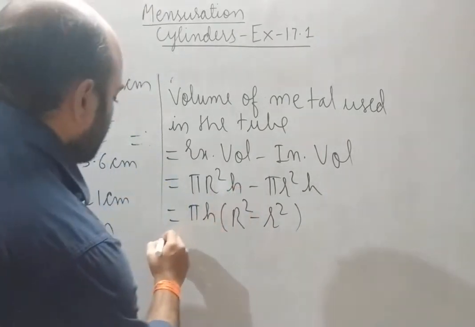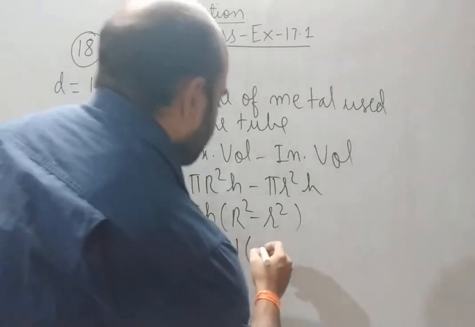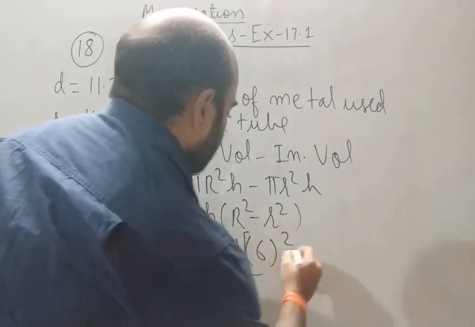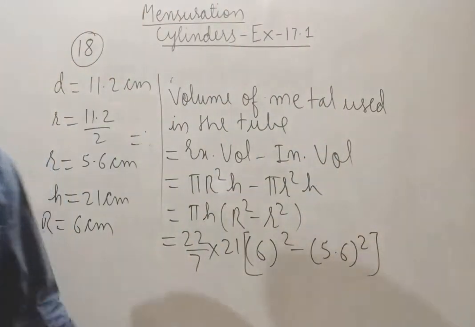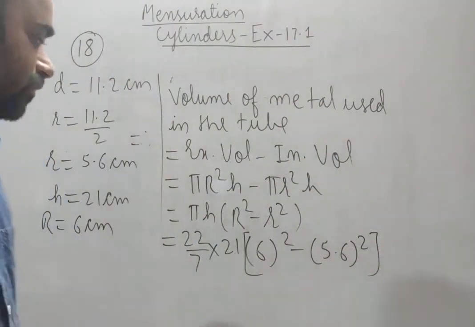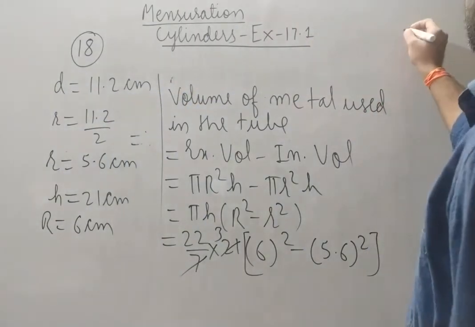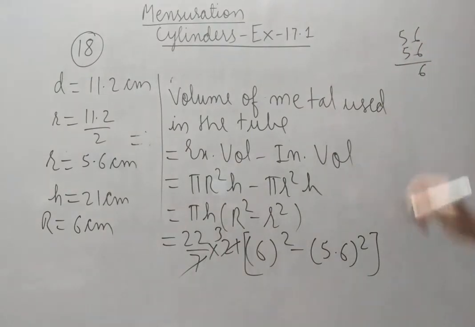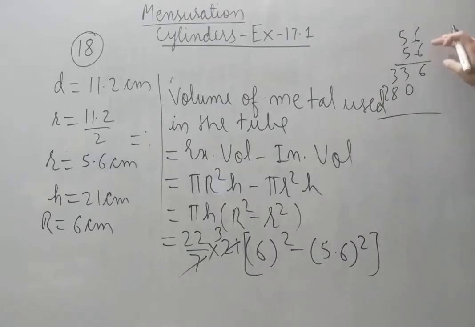Now put the value. Pi is 22 by 7. h is 21. Capital R is 6, it means 6 squared. Small r is 5.6, it means 5.6 squared. That will be the only value we have to calculate. So this is 7 into 3 is 21. 6 square is 36. 5.6 square is 31.36. Correct?